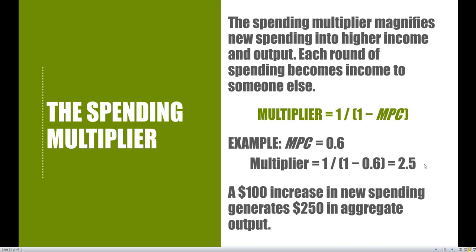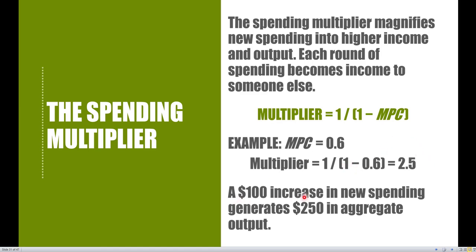So a little bit of review and application in this particular section. The spending multiplier, remember, magnifies new spending into higher income and output, where each round of spending becomes income to someone else. Multiplier is equal to 1 divided by 1 minus the MPC. If we have a marginal propensity to consume of 0.6, our multiplier is equal to 2.5. So any new spending through consumption, investment, government spending, or net exports is going to be multiplied 2.5 times in terms of aggregate or equilibrium income.